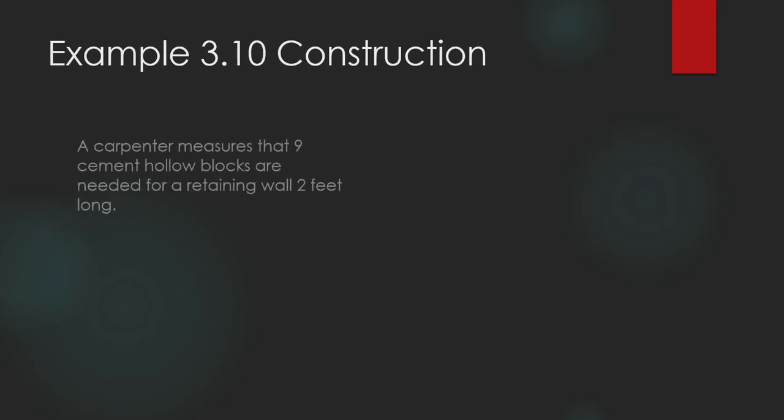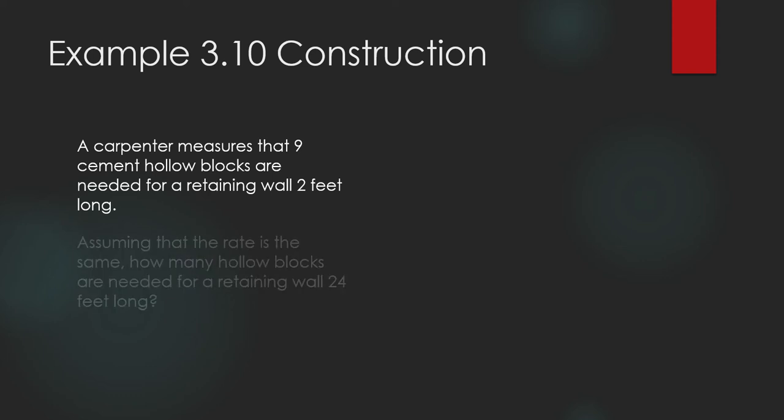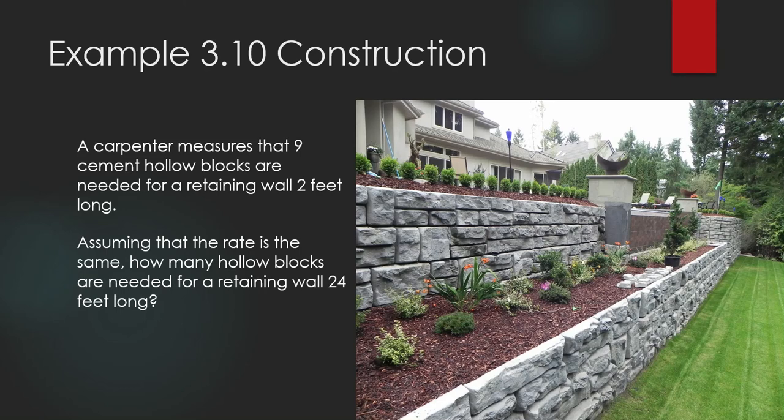Example 3.10. A carpenter measures that 9 cement hollow blocks are needed for a retaining wall that is 2 feet long. A retaining wall is a wall that you build to stop the soil from getting eroded. Assuming that the rate is the same, or assuming that a longer wall will require a proportionate increase in the number of hollow blocks needed to build that wall, how many hollow blocks are needed for a retaining wall that is 24 feet long?